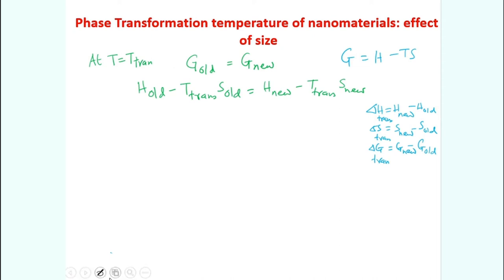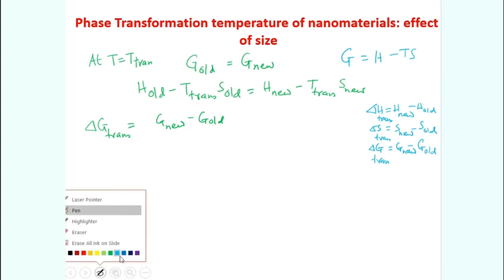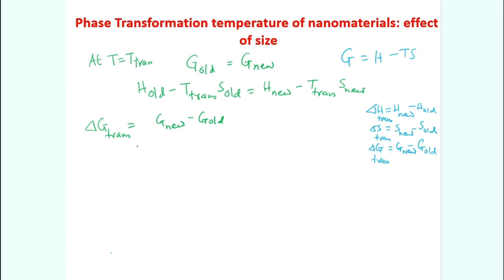So then what do I write? Then I can easily write delta G trans is equal to G new minus G old, and that is equal to delta H trans minus T trans delta S trans, correct? So this is for the normal bulk systems.